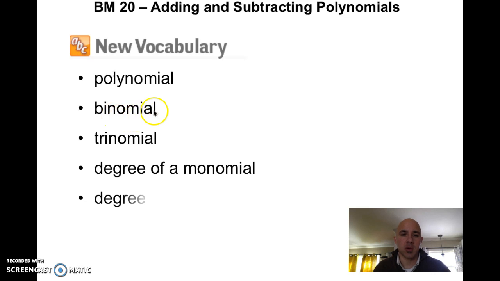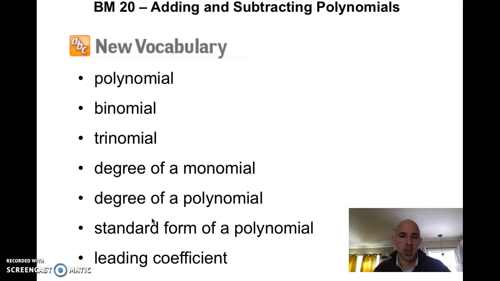A binomial has 2 terms. A trinomial has 3 terms. And each of the terms are separated by a plus or minus. We're going to talk about the degree of a polynomial. We're going to talk about standard form, which is we always start with the highest degree first. Then we will take a look at what a leading coefficient is. All these terminologies can be looked up in Google. You can ask me for further assistance as well.